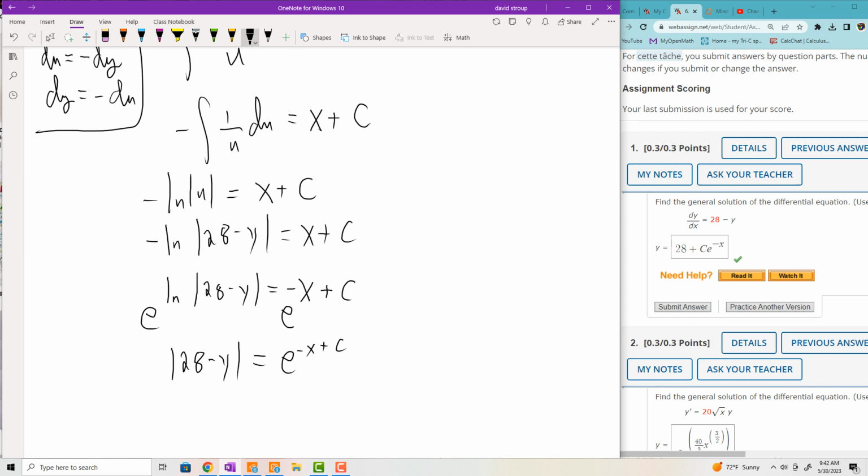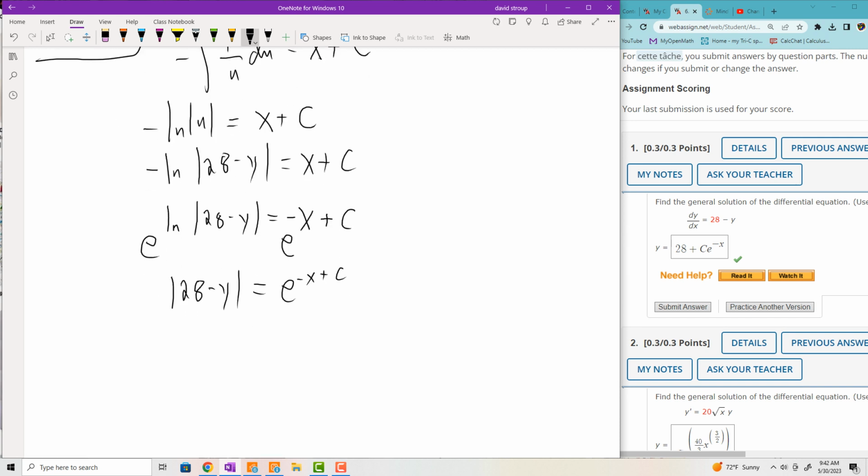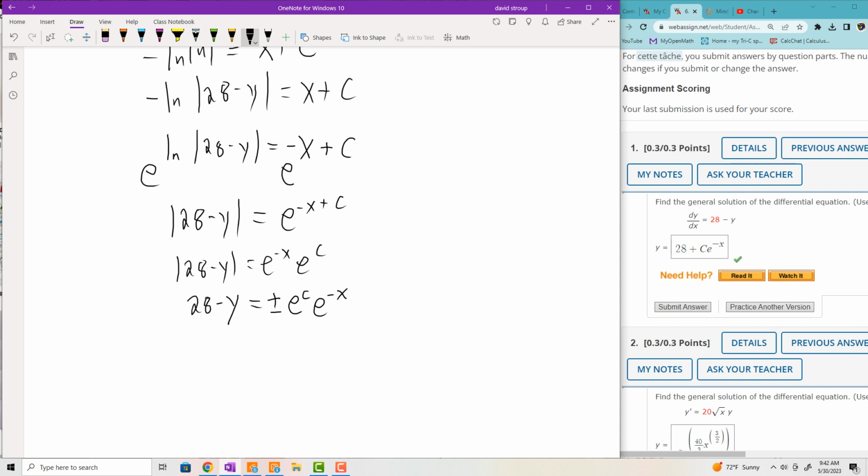But I'm going to break that apart and write it as the product, e to the negative x times e to the c. Okay. Now you can drop the absolute value symbols and replace it with a plus or minus on the right side. And I'm going to change the order of the factors. Okay. And now another kind of weird thing, I'm going to replace this whole guy here with a constant.